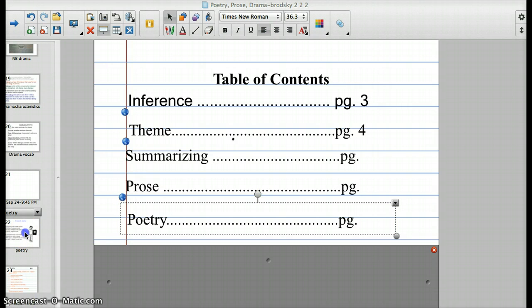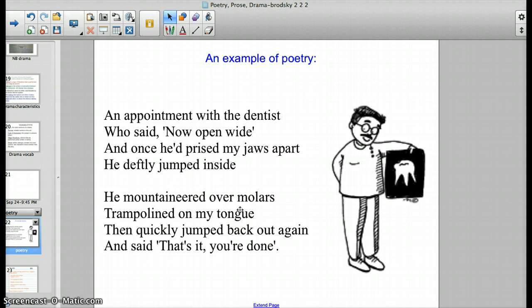All right, so now we're going to go on to poetry. I wanted to start with giving you an example of what poetry is, or at least get your brain thinking about that. Here's an example of poetry from the Shel Silverstein series. A lot of you are very familiar with him.